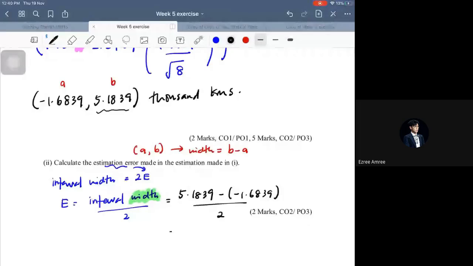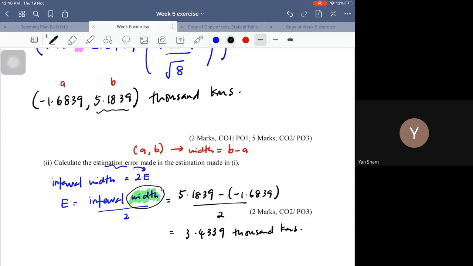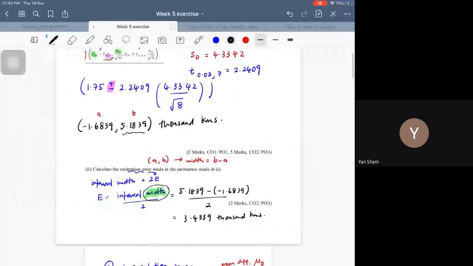If you use your calculator, you will get a value of about 3.4339. But what is the unit? The unit is in terms of 1,000 kilometers. That is going to be our error. So in order to find the width, just take the upper bound minus the lower bound and divide by 2. That is your estimation error. This is general for all confidence intervals, not just for mean, but for proportion and variance too. If the question asks for the estimation error, this is how it's done. That is for the first question.